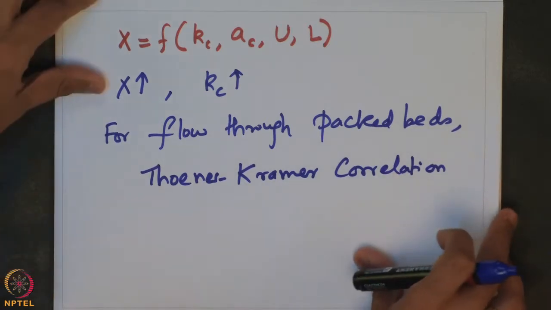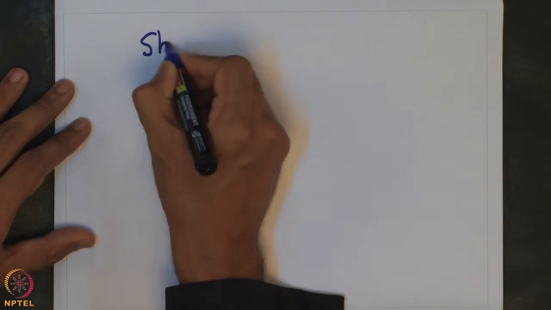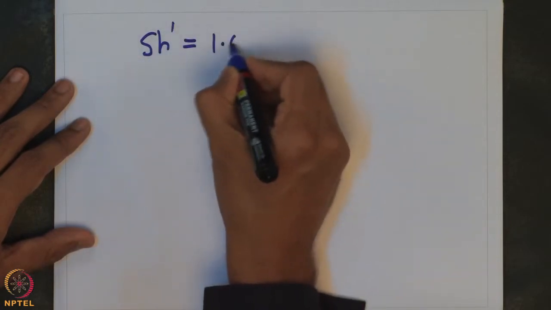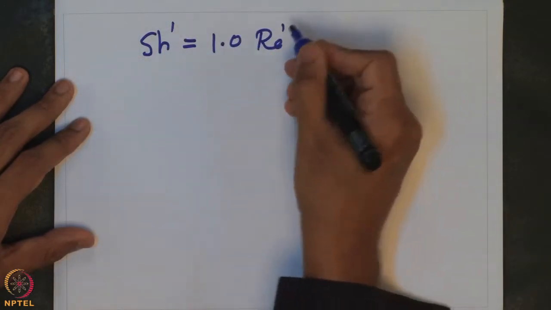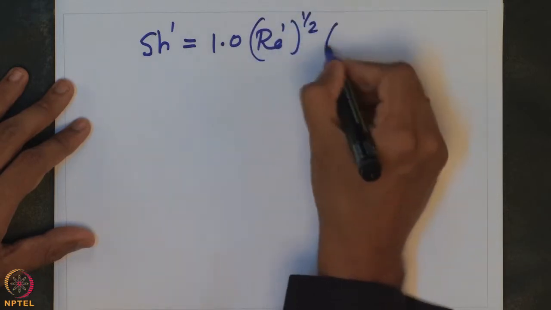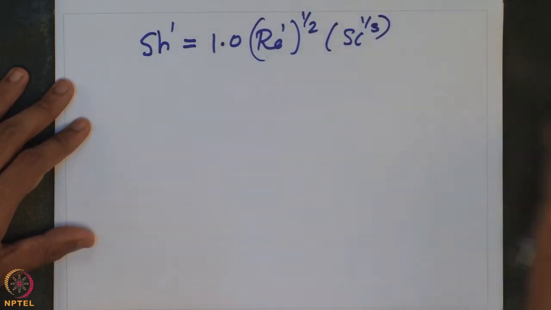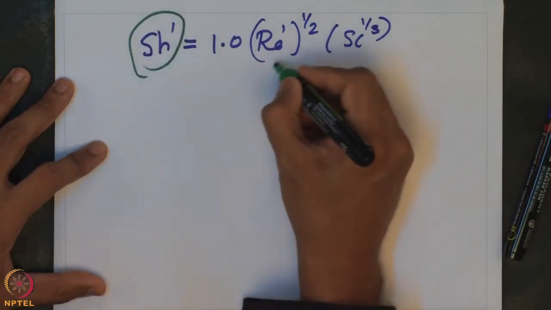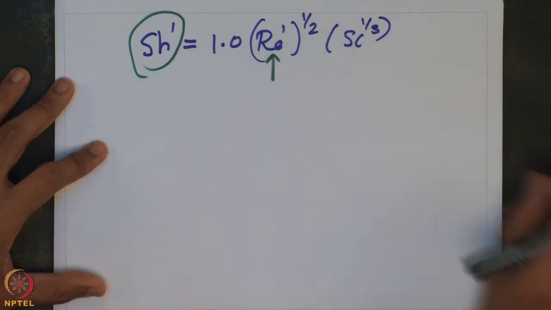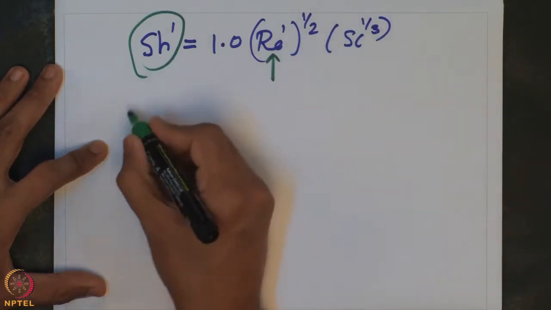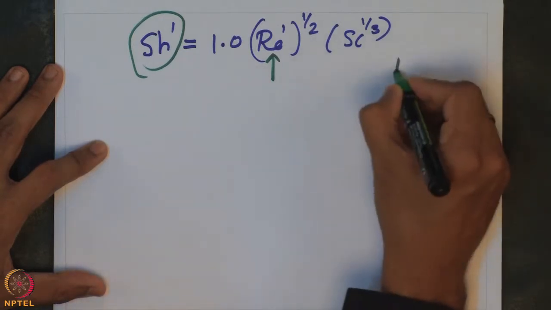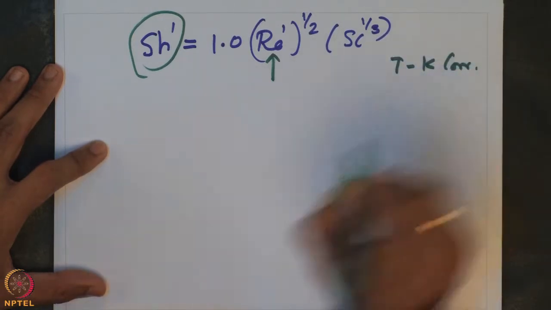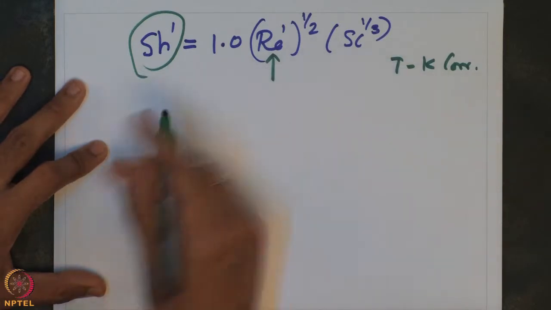The correlation is: some modified Sherwood number is equal to some modified Reynolds number into Schmidt number to the power of 1 by 3. This modification is essentially to account for the fact that the system we are considering is a full packed bed which contains several particles. So, this is the Thoenes-Kramers correlation, and let us define what these parameters are.